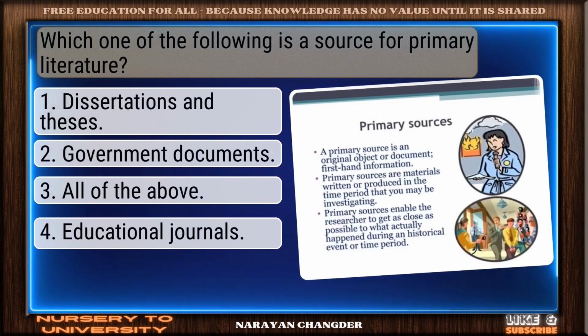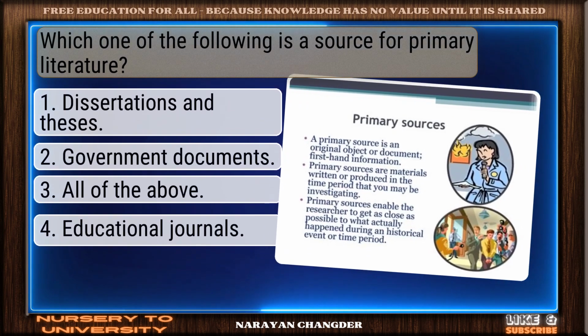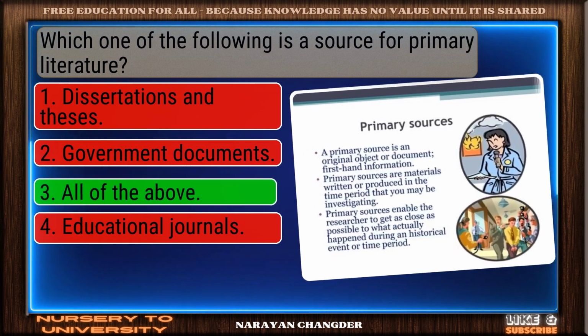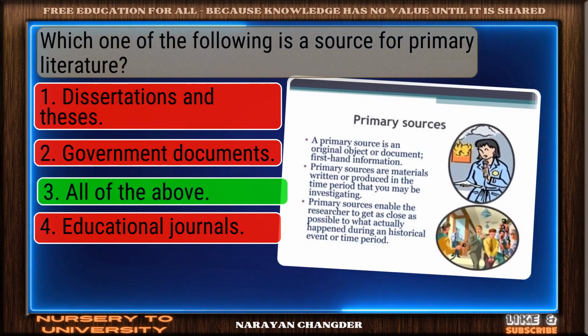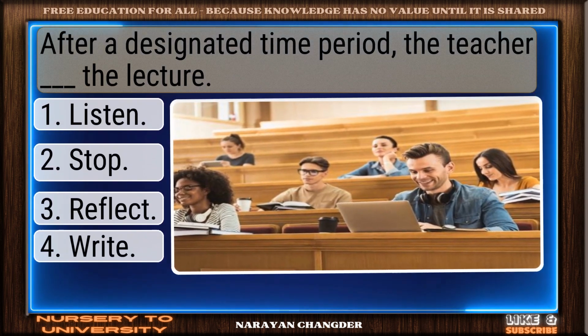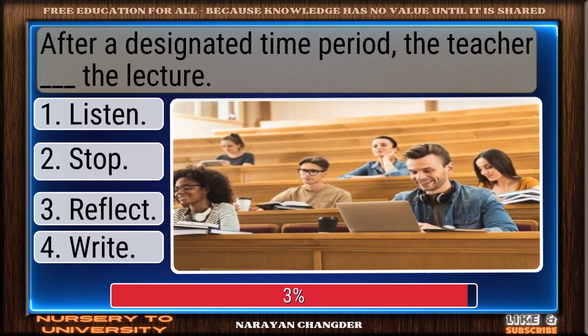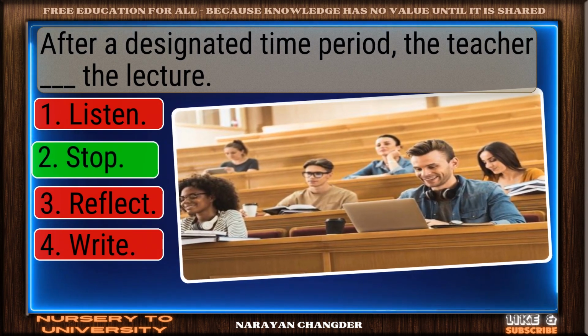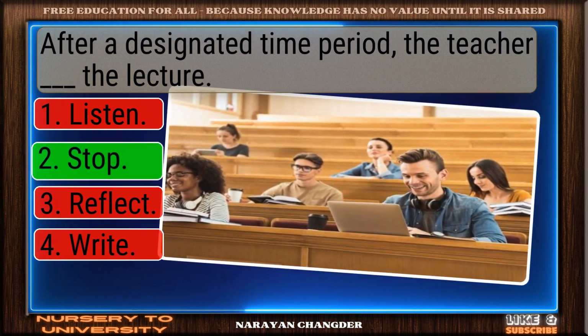Which one of the following is a source for primary literature? Nice work. You chose all of the above and it is correct. After a designated time period, the teacher dashed the lecture. Correct. Stop is the right answer.